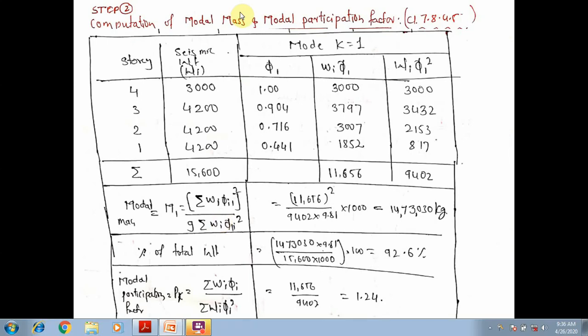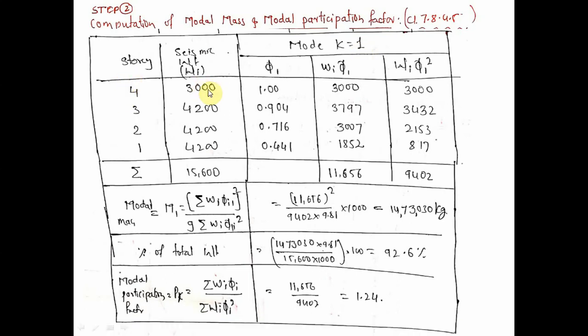Now computation of modal mass and modal participation factor. For that, go for clause 7.8.4.5. Now you have to make a table like this. So there will be three tables, one for each mode: for mode 1, k is equal to 1, then mode 2 and mode 3. Already we know the values, story and seismic weight. Floor, this 4 indicates roof, then roof to ground or first.